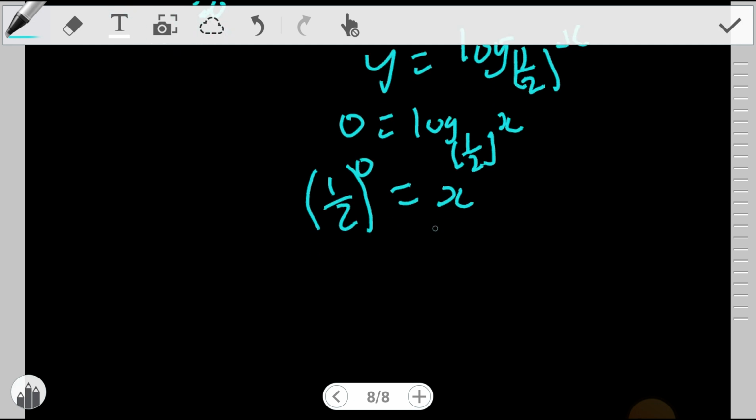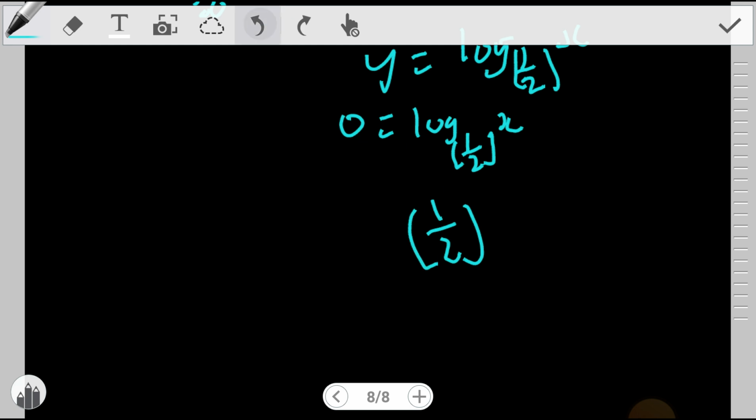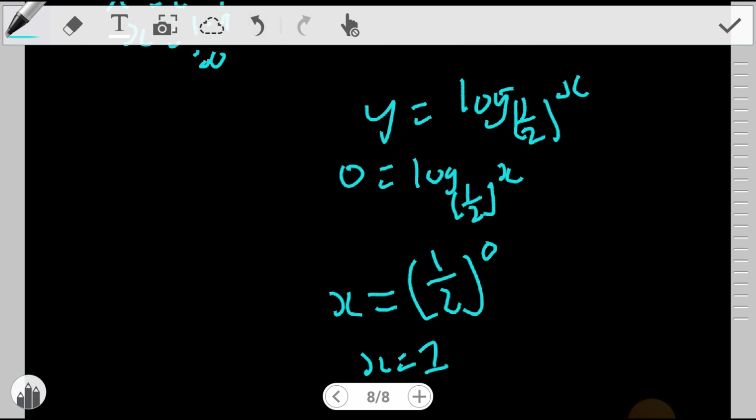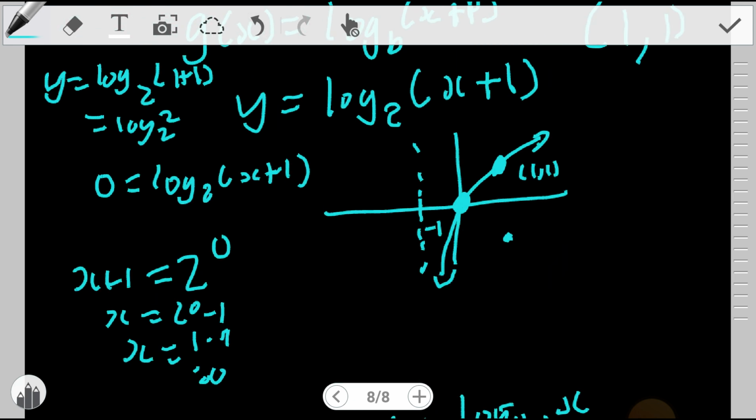It doesn't matter whether you put this on the left side or on the right side. Or if you want, you can put it on the other side, so you can say this is the base, so this is going to be half, and then this is the exponent. The answer is always the exponent. Anything to the power of 0 is 1, so this is going to be 1. So we found our x-intercept, and it is at 1.